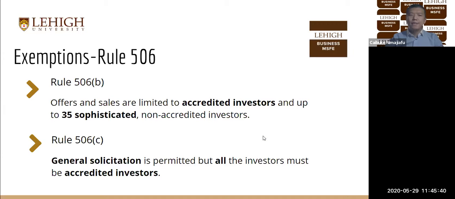Rule 506C is more strict on investors, but it permits general solicitation, which is not permitted in Rule 506B. Next page, thank you.